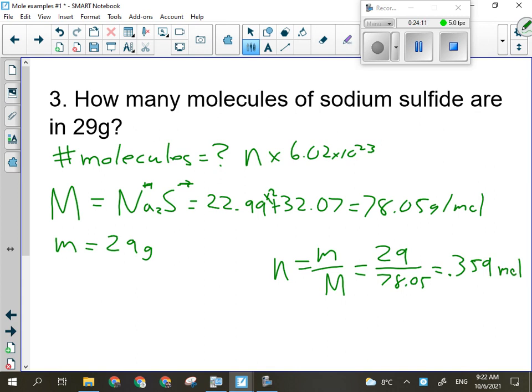Moles. Okay, then as we said, if I want to get the number of molecules, I take the number of moles and multiply by the number of molecules in 1 mole, just like saying 2 times 12 is 24 when someone asks me how many donuts I have in 2 dozen.